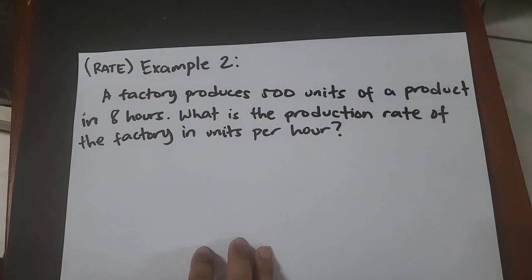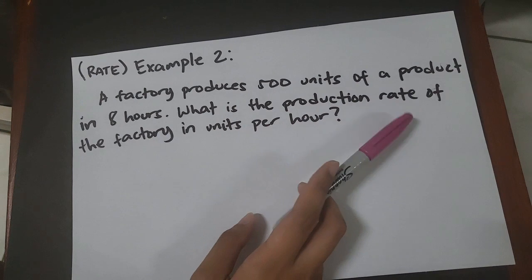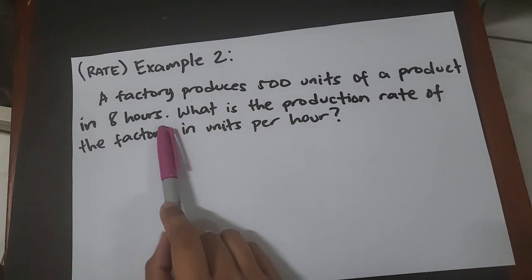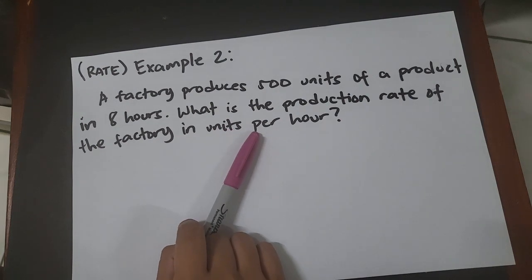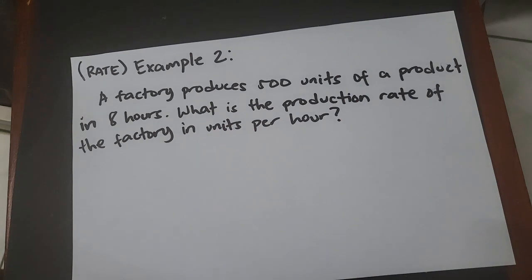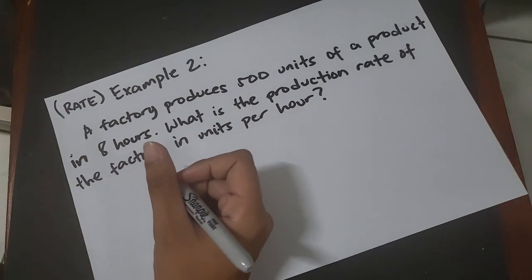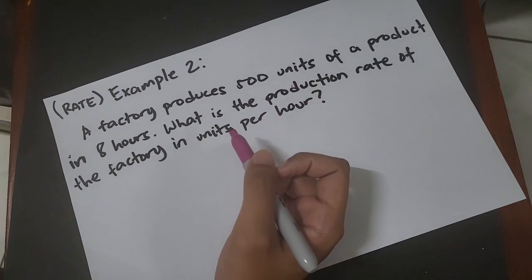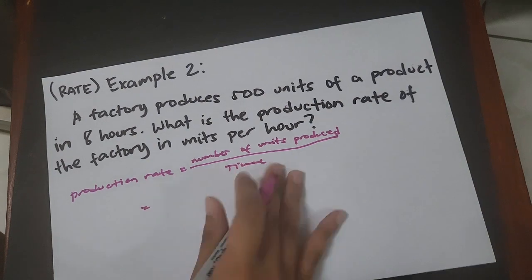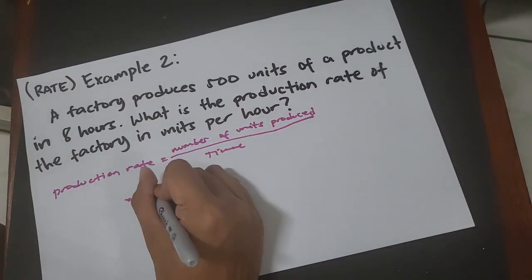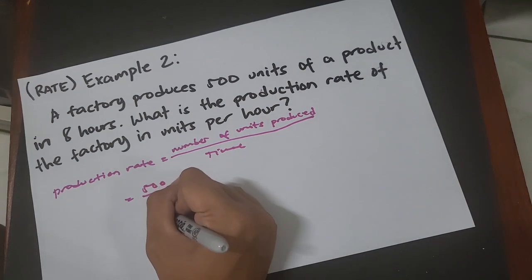Example 2. A factory produces 500 units of product in 8 hours. What is the production rate of the factory in units per hour? So, it's the same. To find the production rate, we divide the units by the time. So, that is 500, divided by 8 hours.